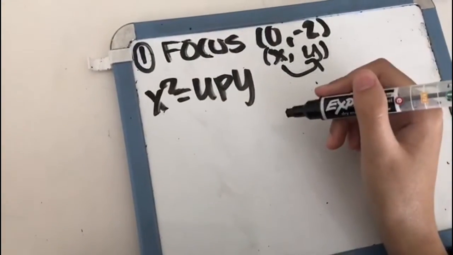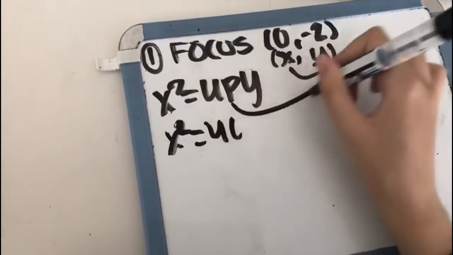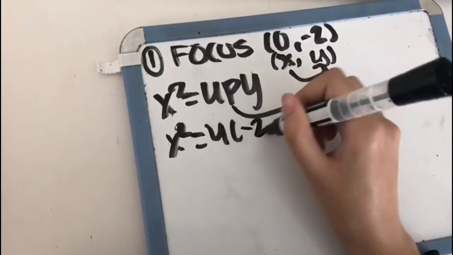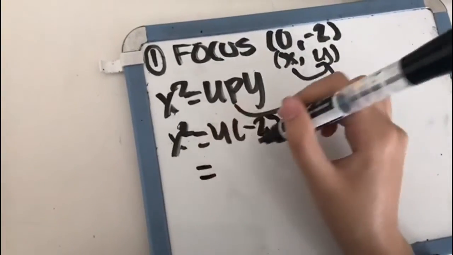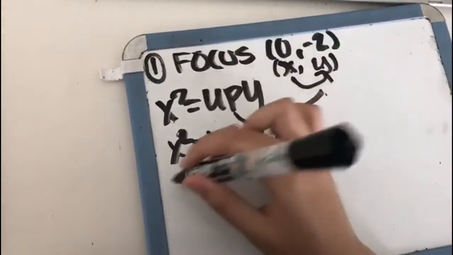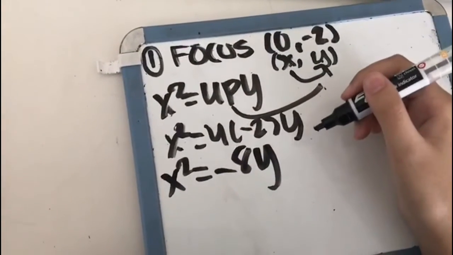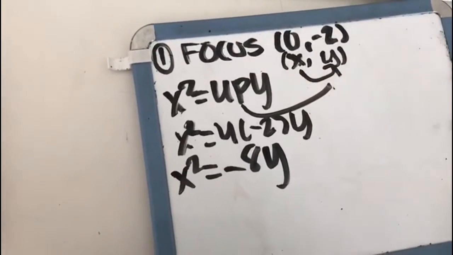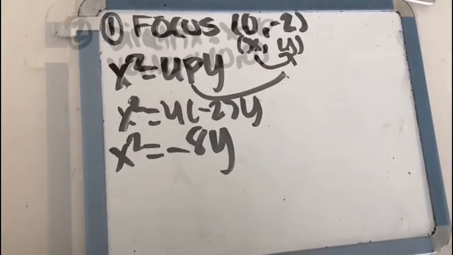Okay, so let's try substituting. x squared equals 4, and the point is always substituting -2 and then y. So 4 times -2 times y equals, well, 4 times -2 is -8, with y beside it. So basically the vertical axis equation is x squared equals -8y. Okay, so this is how you solve number 1, and let's get into the next question.